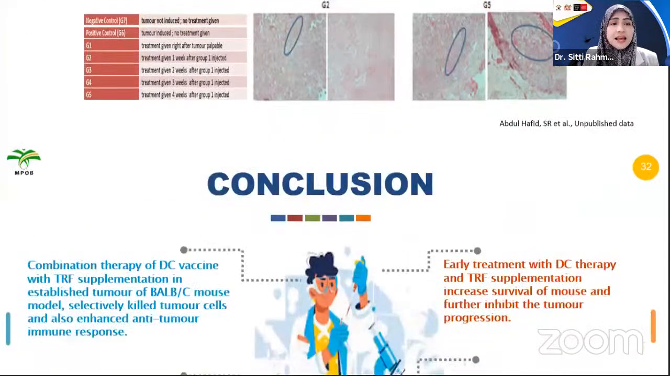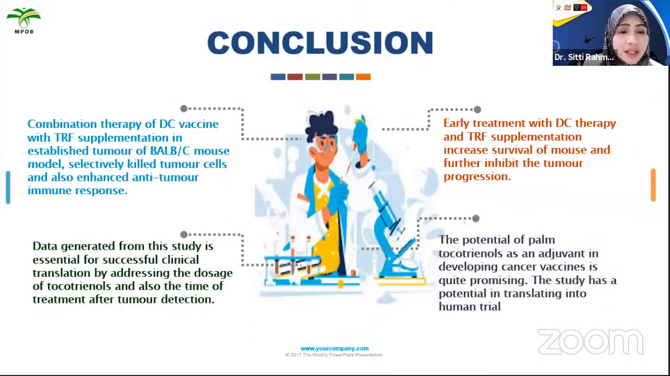So, as a conclusion of this study, actually, the combination therapy of BC vaccine with TRF supplementation in an established tumor of a biopsy mouse model selectively killed the tumor cells and also enhanced the anti-tumor immune response. Early treatment with BC therapy and the TRF supplementation increased survival of mice and further inhibited tumor progression. So the data generated from this study is essential for the success of clinical translation by addressing the dosage of the tocotrienol we use and also the time of treatment of the tumor detections.